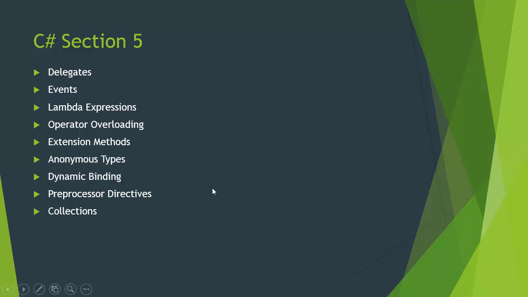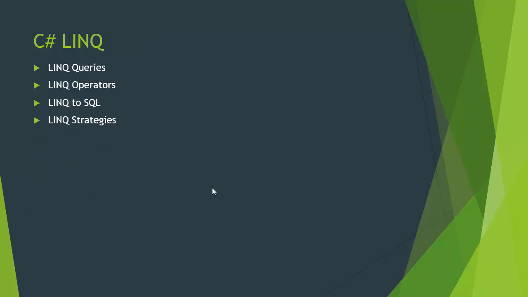Next, we'll talk about preprocessor directives. These are directives that affect the build process. And the last part of this section, we'll be talking about collections. And collections are your lists and arrays. Next, we'll cover LINQ. LINQ is a query language used in C#. You can create your own queries, and there are several operators in LINQ. You can also connect LINQ to an SQL database. And we'll talk about the different strategies when forming these queries.